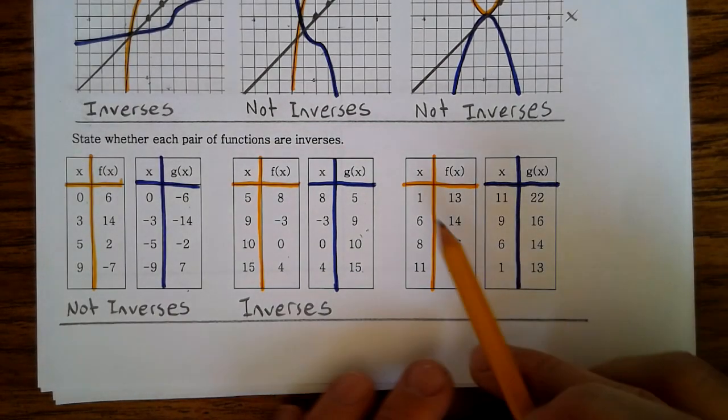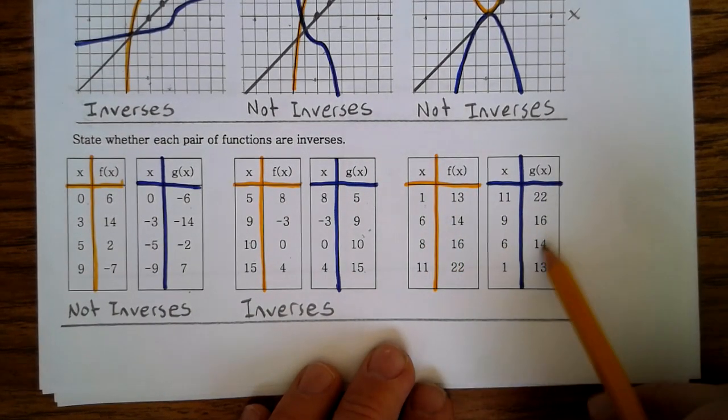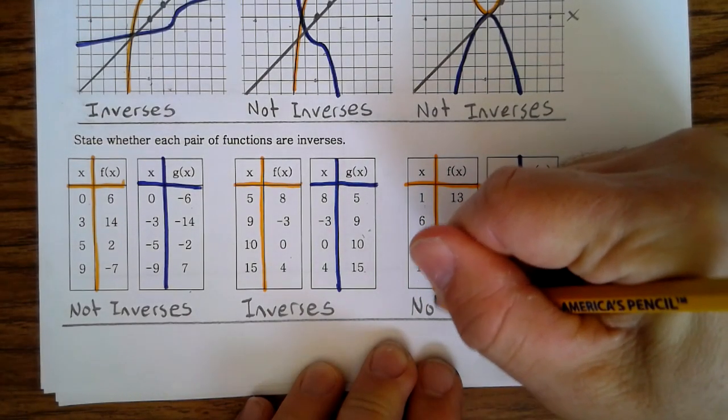All right, now let's look at here. G of x should become 168. It doesn't, so they're not inverses.